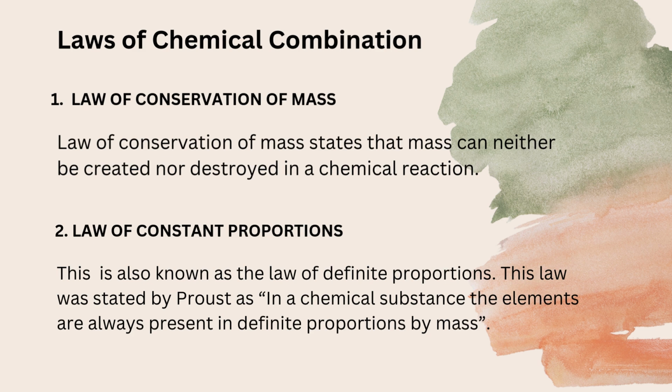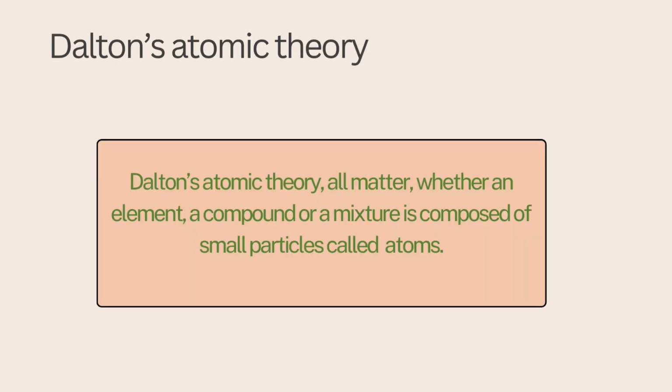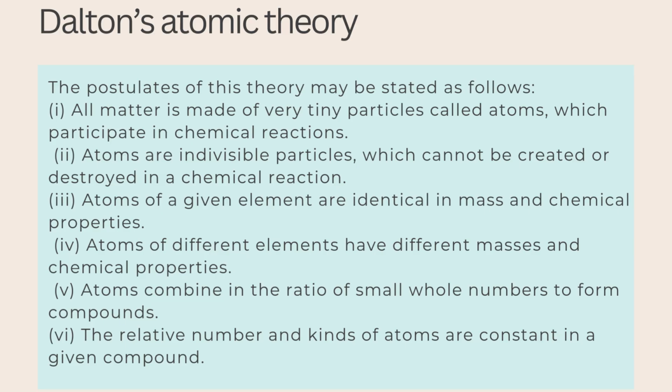And the second one, the law of constant proportion, states that in a chemical substance, the elements are always present in definite proportions by mass. Next one is Dalton's atomic theory. It is a very important one. In Dalton's atomic theory, all matter, whether an element, compound, or a mixture, is composed of small particles called atoms.